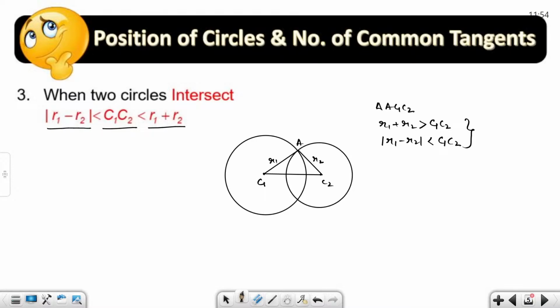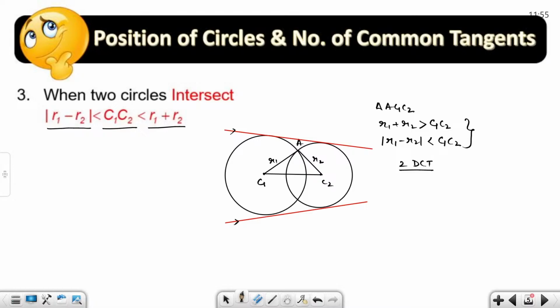Correct? Now, the second question is, how many tangents are possible, and what kind of tangents? We can easily see that two tangents which are common to both the circles are possible. Am I correct or not? One is this, another one is this. Okay? And these two tangents will clearly be direct common tangents, right?